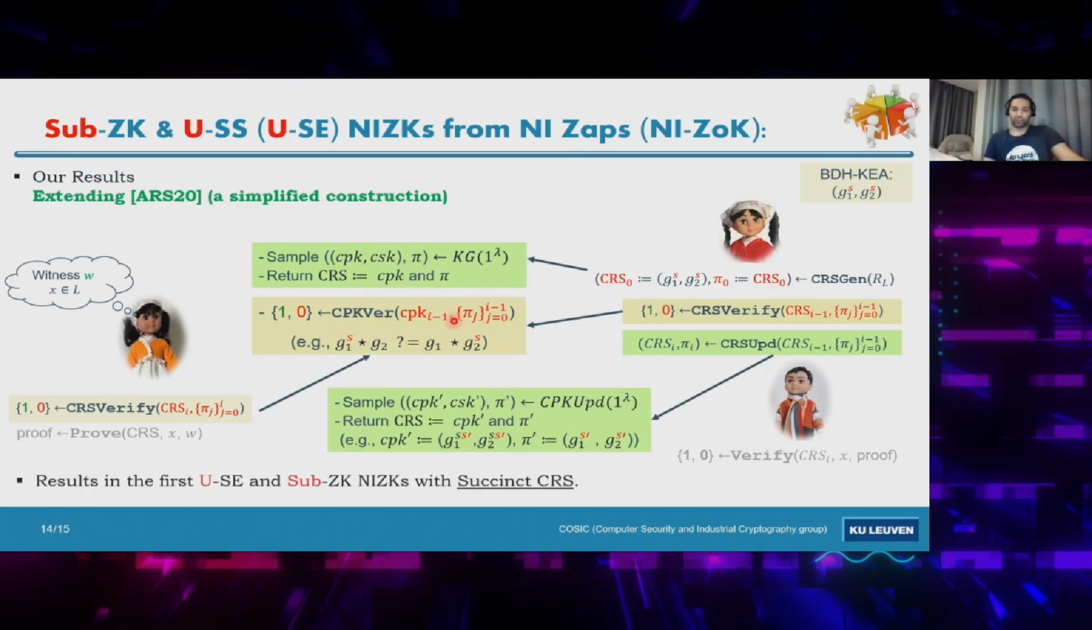So this results in the first updatable simulation extractable and subversion range NISCs in the succinct CRS. Maybe I should mention that we used non-interactive zaps of Groth-Ostrovsky-Sahai to instantiate our non-interactive zaps, and also Fuchsbauer and Orrù's non-interactive zap of knowledge to instantiate our non-interactive zap of knowledge. And for key updatable signature, we use the signatures presented in this ARS. So for further details, I would suggest to check the paper.